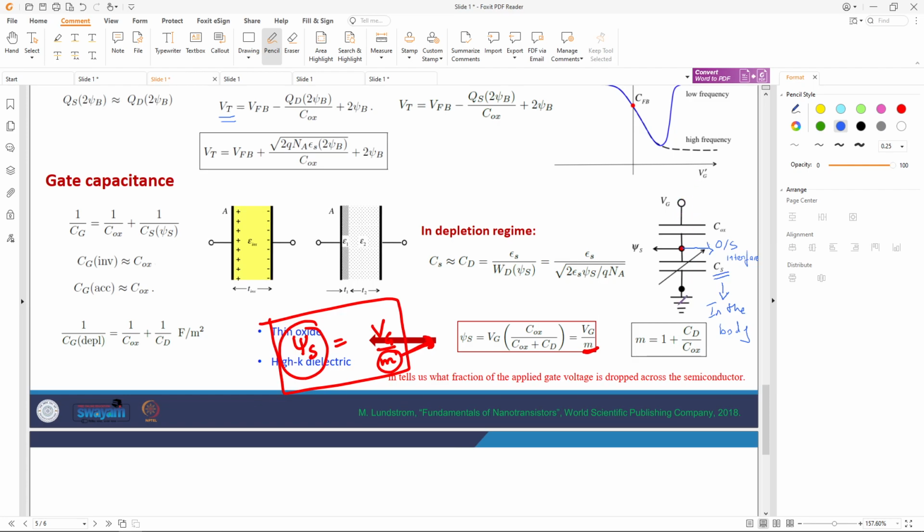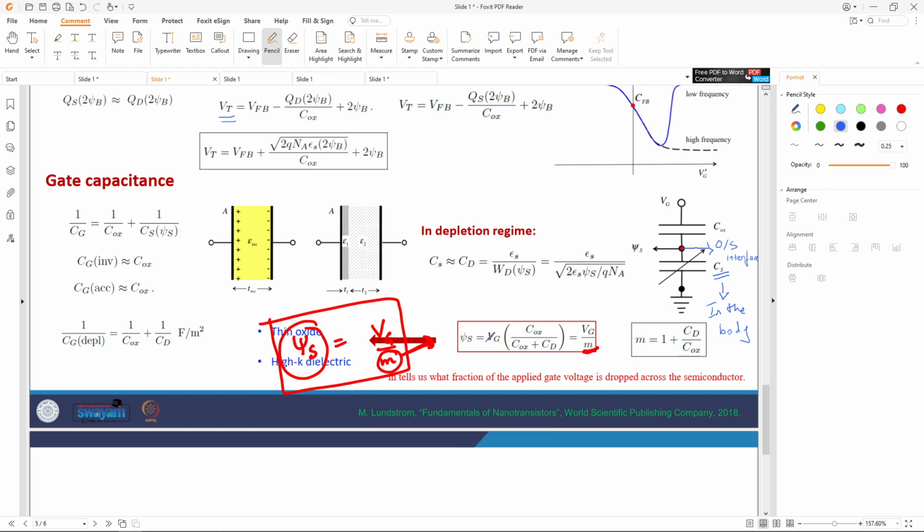A voltage Vg is applied here. This terminal is grounded. I need to find out what the voltage at the midpoint is. So how do we find that? We use the voltage divider equation, correct? Yes, sir. So that is essentially what is being done here. That is all. There is no deep theory here.